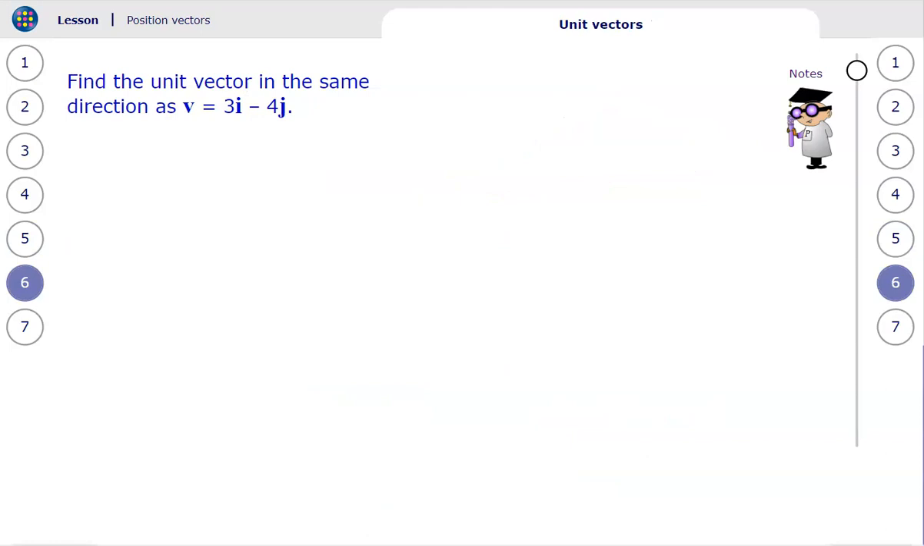Sometimes you might be required to find a unit vector. So here we have an example: find a unit vector in the same direction as the vector 3i minus 4j.